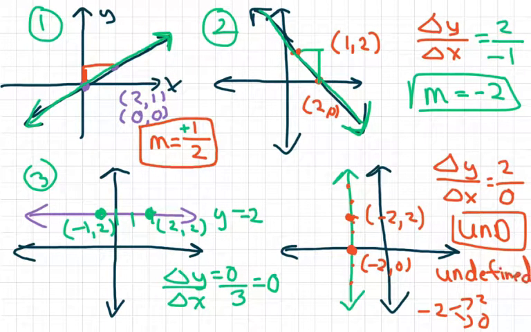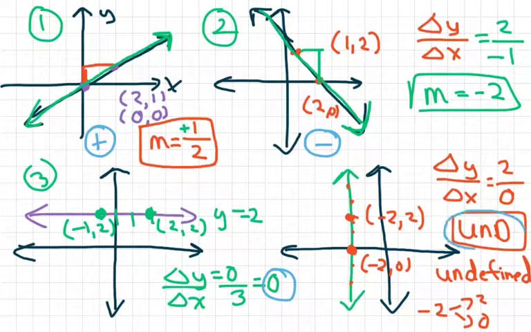All right, so there's 3 kind of slopes you need to know. You need to know the positive slope, which is number 1, the negative slope, which is number 2, the 0 slope, which is number 3, and the undefined slope, that is number 4. Those are the 4 that you're going to run into. And you need to kind of know what they look like.